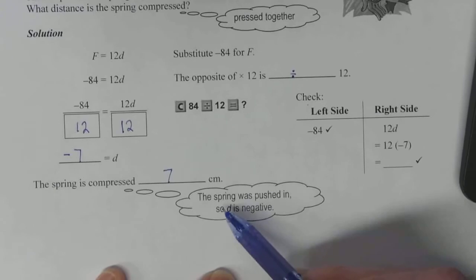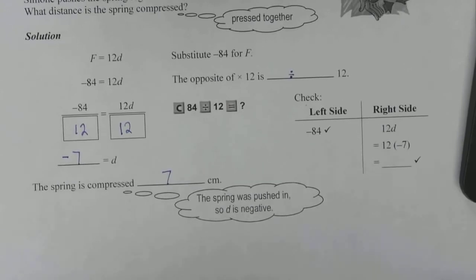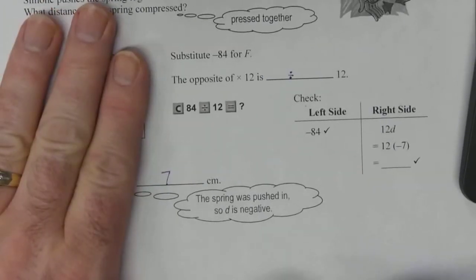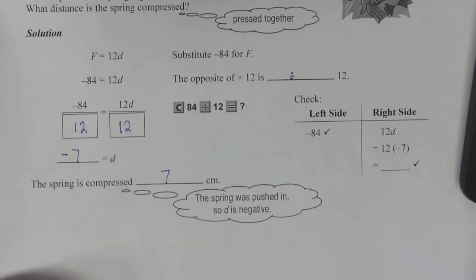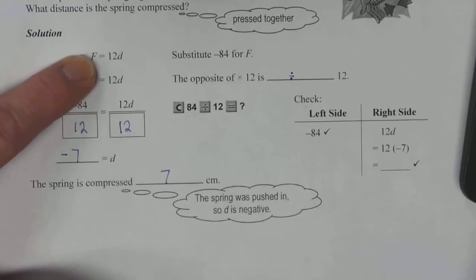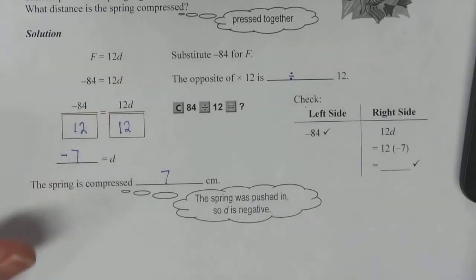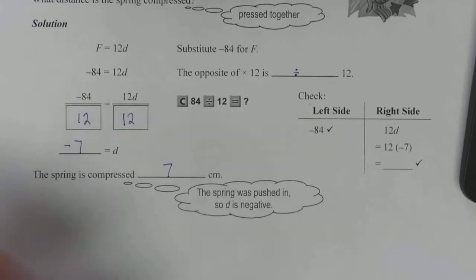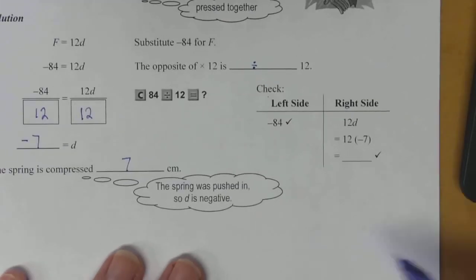And again, just to reiterate, the spring was pushed in rather than being pulled out, so D is negative. This is a really good example of a question that you'll see in high school physics, where you have the force is equal to something. But it's just a hint of what you may face in a couple of years in high school.